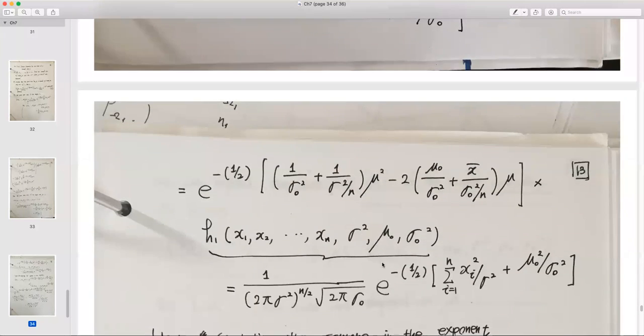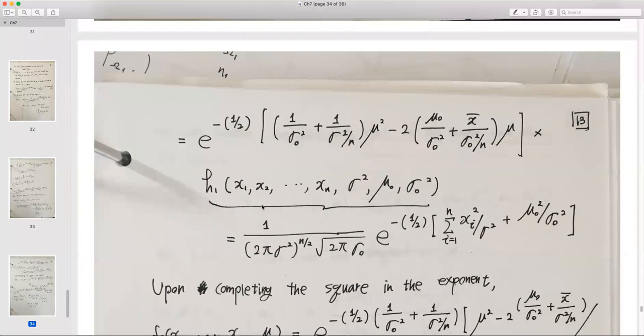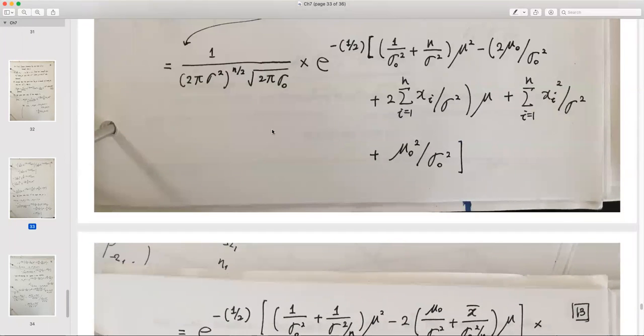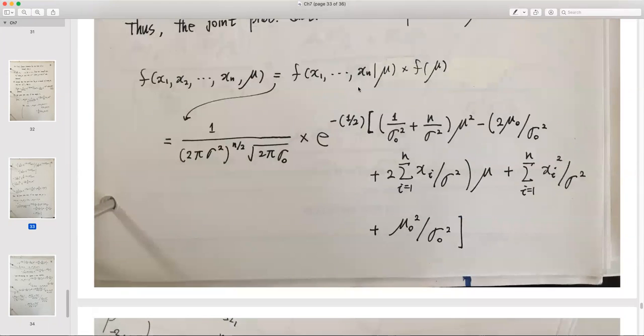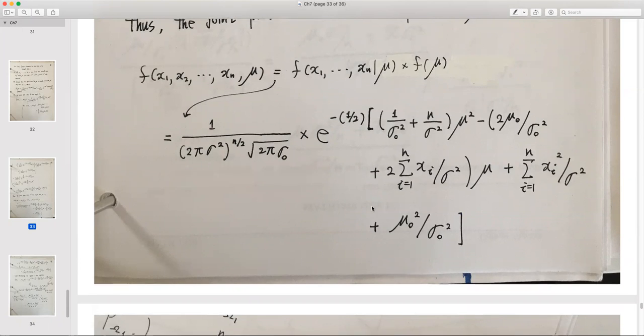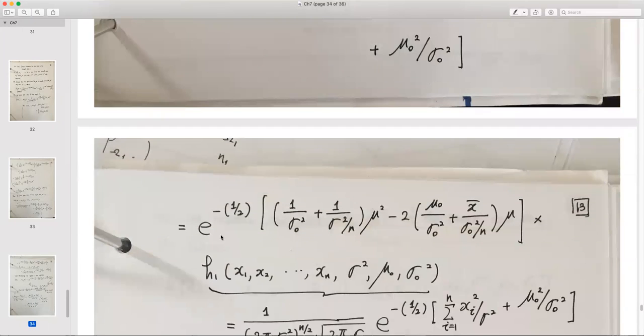The key point is we want to figure out, I mean, express this one as simply as we can. Okay, so right here, you see from here, this is the product of the joint probability distribution of the sample and the prior distribution. That can be expressed as e to the negative half times this one, times a function of x, the sample data, and sigma square, mu 0, sigma 0 square.